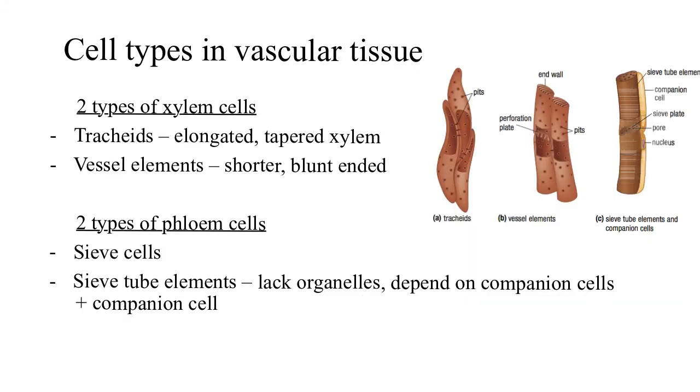Now, I keep talking about vascular tissue. Like any tissue, it's made up of cells. And so there's two types of tissue, we have xylem and phloem. And there are two different types of xylem and phloem cells each. Just know that, like any other tissue, they are composed of cells. And so we have some over here, and they have slightly different shapes.